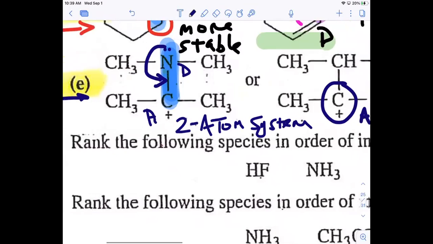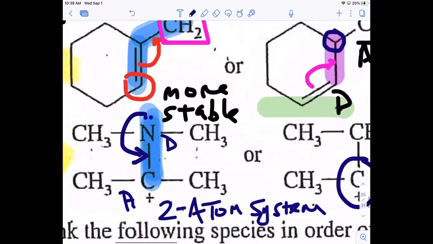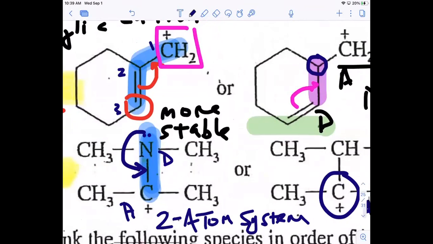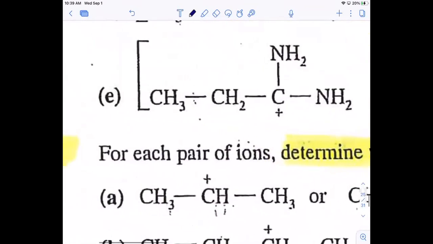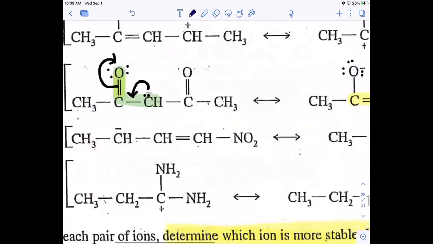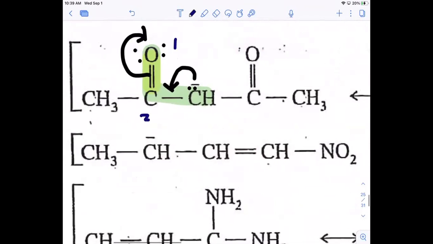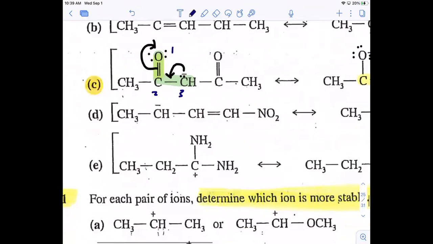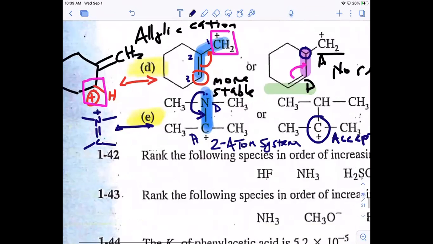All the allylic stuff is 3 atoms. See right here how this is 3 atoms? 1, 2, 3. And up here, when we did it earlier, same thing, right? That's 1, 2, 3 atoms. Everything else that we've looked at has been 3-atom systems, and this one is a 2-atom system. Are you saying that because you have the nitrogen as a donor and the carbon as the acceptor? Yes.